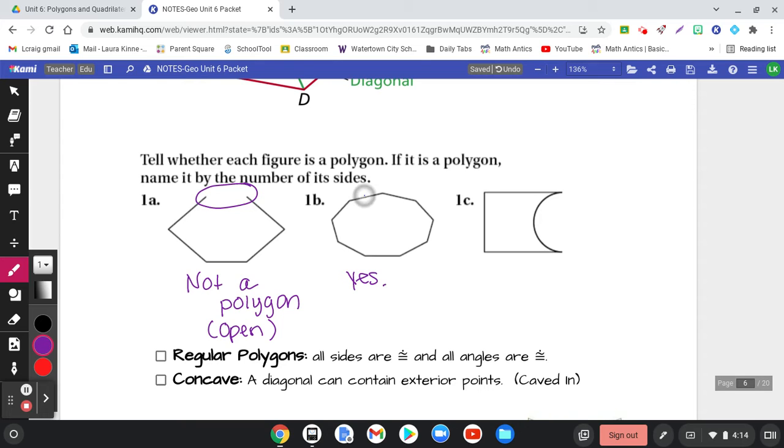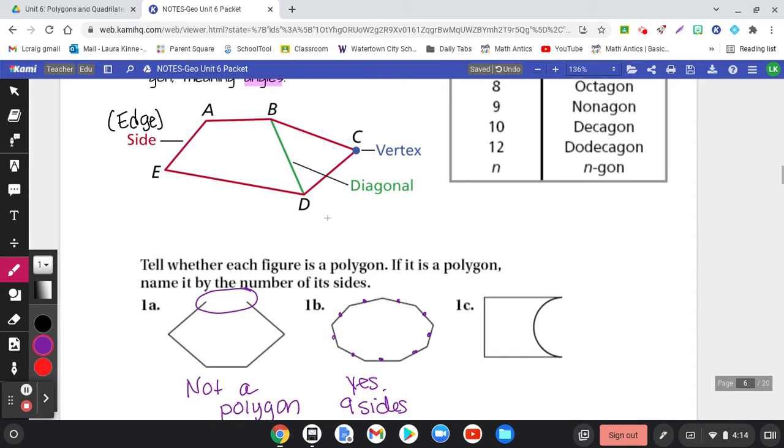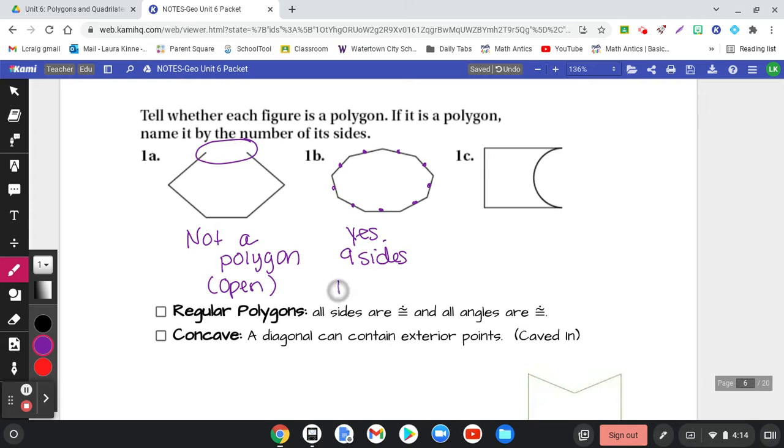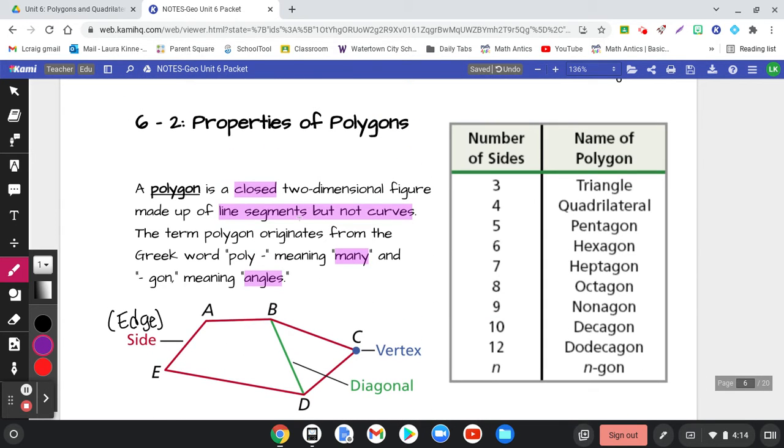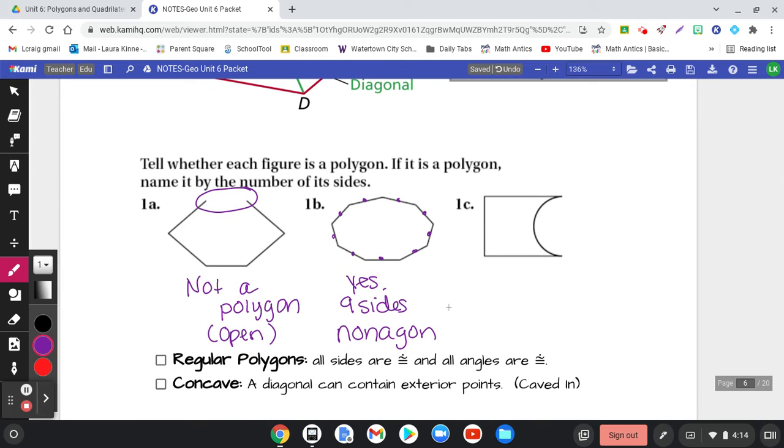And how many sides? So I'm just going to mark where I start. 1, 2, 3, 4, 5, 6, 7, 8, 9 sides, which makes it, if you can't remember, look at your chart for now, nonagon. It might be helpful to make some flashcards. All right, and the last one is not a polygon because it's rounded right here. If you look at the definition, line segments only, but no curves. So no, because of this guy right here. They all got to be flat surfaces.